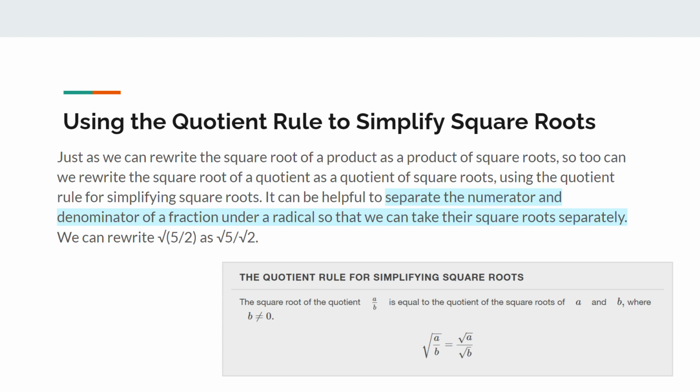It can be helpful to separate the numerator and denominator of a fraction under a radical so that we can take their square roots separately. We can rewrite the square root of 5 over 2 as the square root of 5 over the square root of 2, like this. The square root of the quotient a over b is equal to the quotient of the square roots of a and b, where b isn't equal to 0, since the denominator couldn't be 0, or else it's undefined.